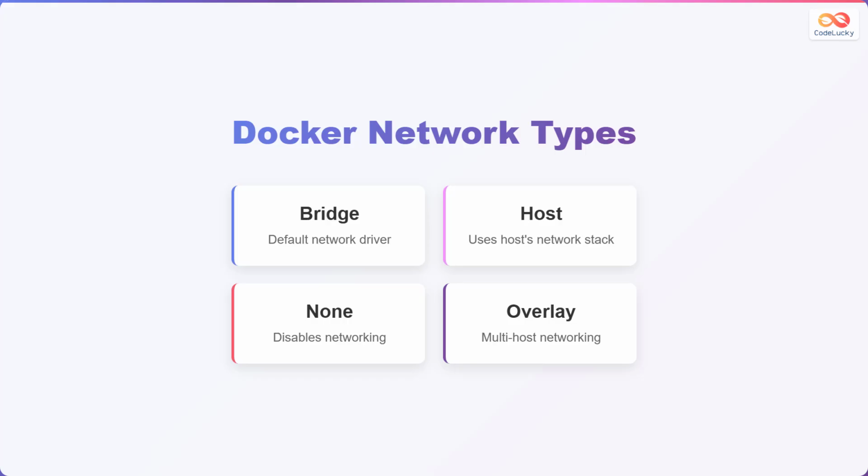Docker offers several network types, each suited for different scenarios. These include Bridge, which is the default network driver, Host, which uses the host's network stack directly, None, which disables networking for a container, and Overlay, which enables multi-host networking, perfect for swarm clusters.